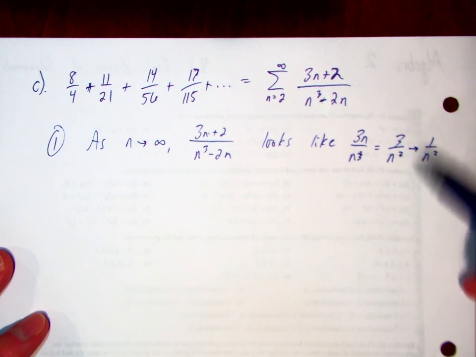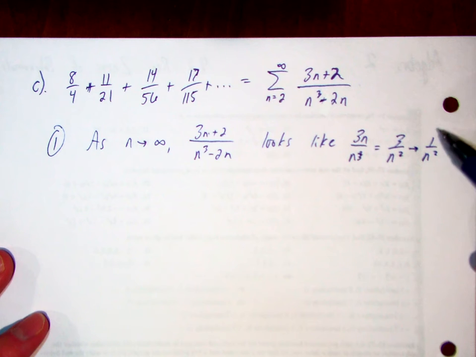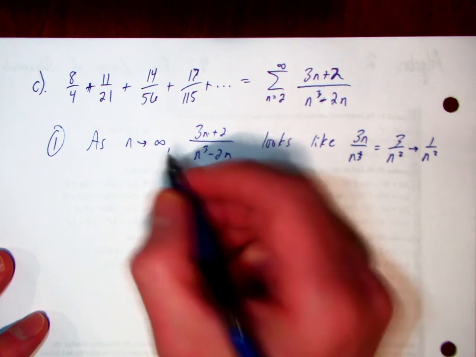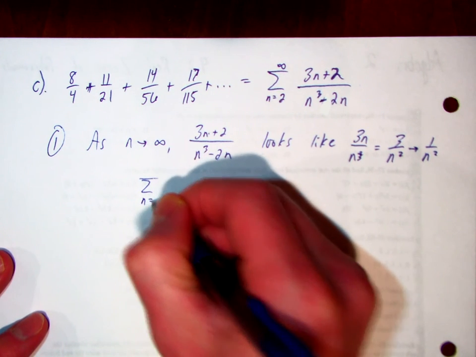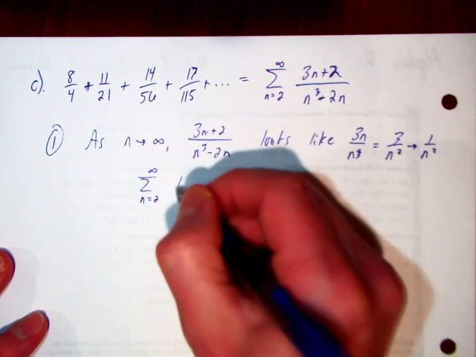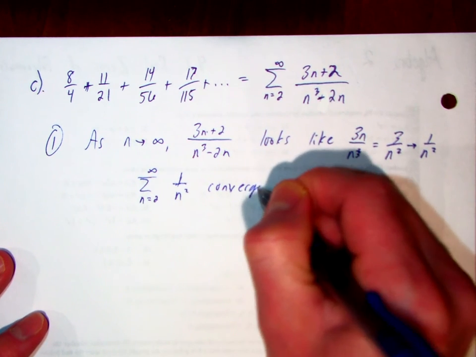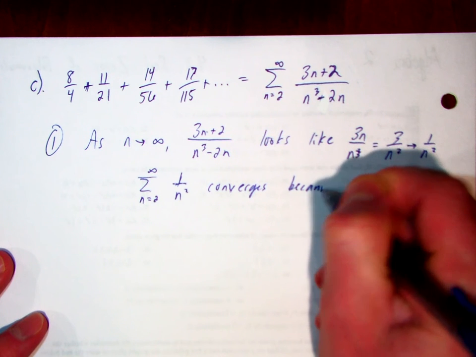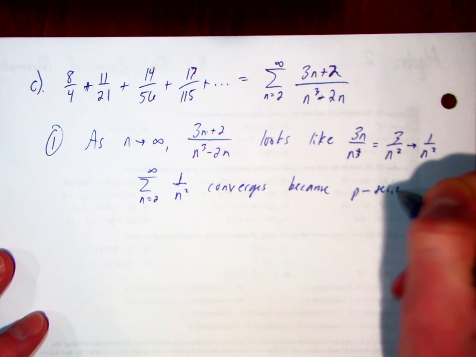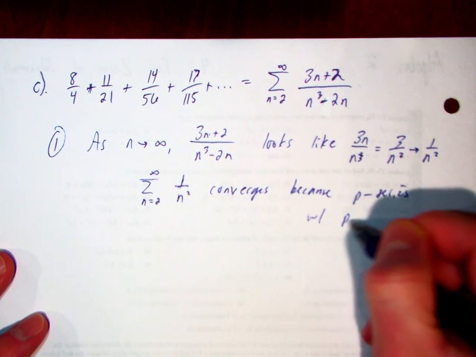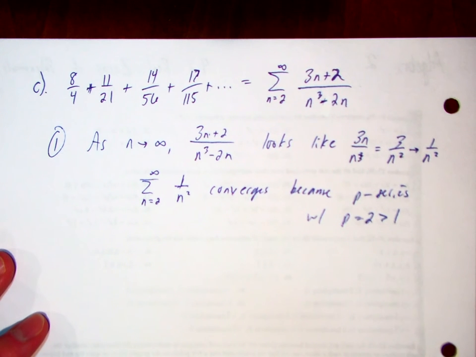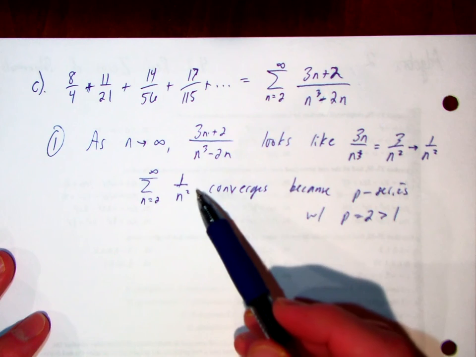And what happens to 1 over n squared? That's a p series again, 1 over n to the p. But this time the p is 2. Since 2 is bigger than 1, it converges. So let's write that out. The sum from n equals 2 to infinity of 1 over n squared converges because it's a p series with p is 2, which is bigger than 1. So we found something to compare it to, a p series that converges.